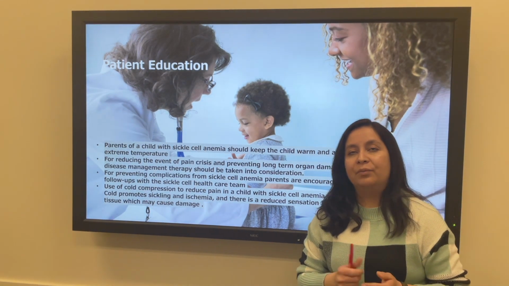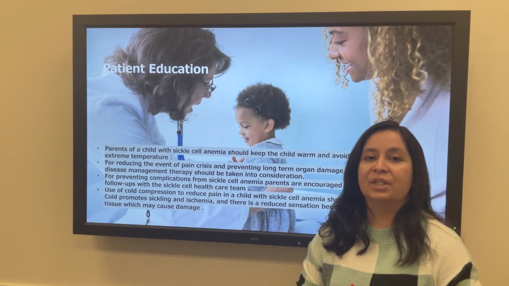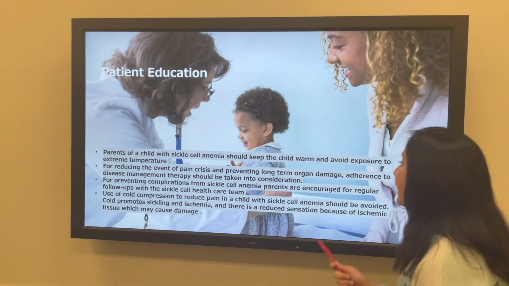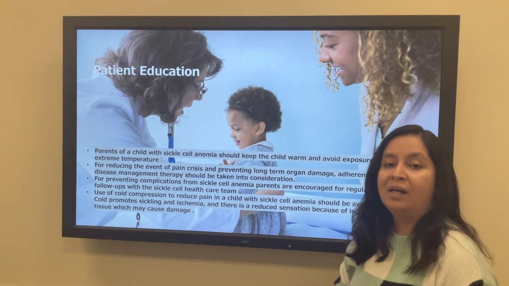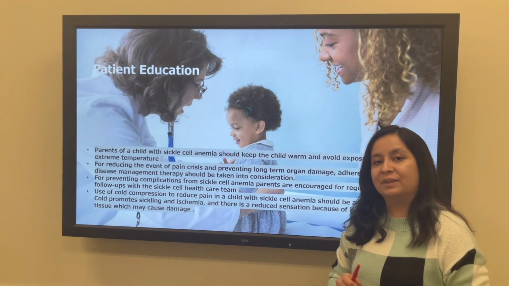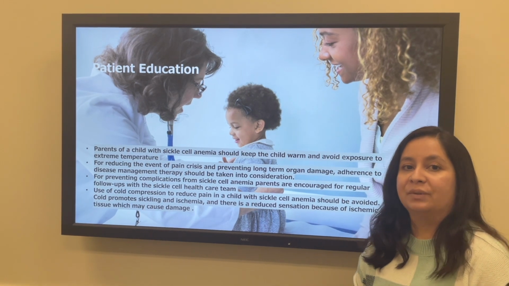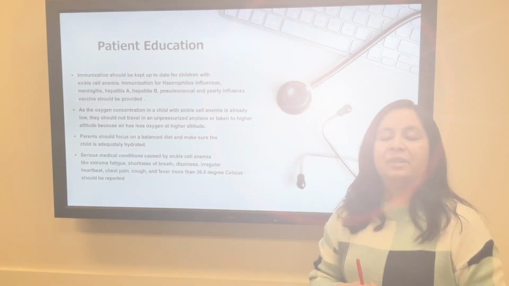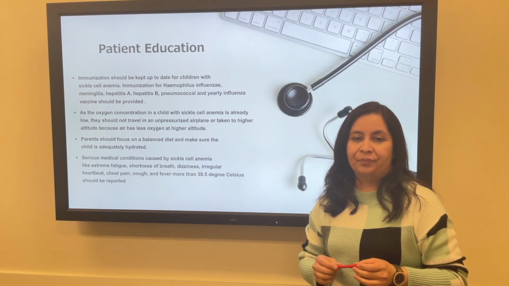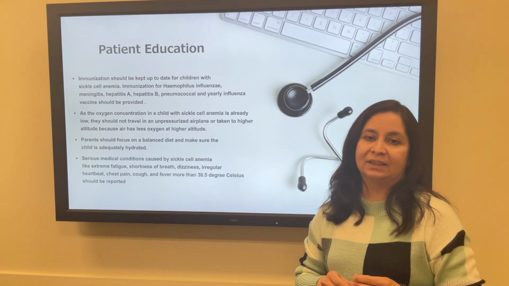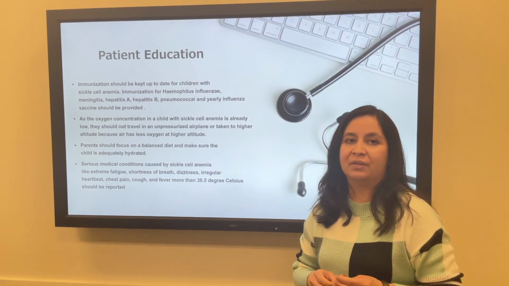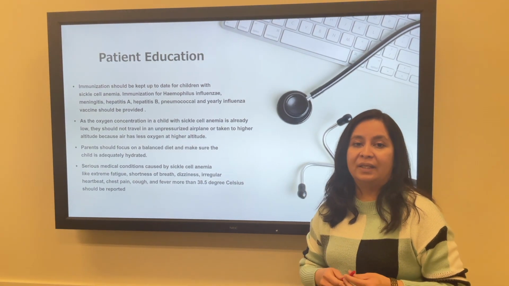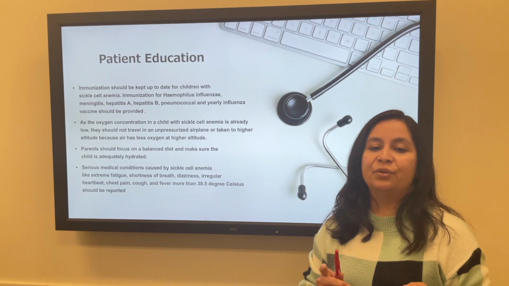And another one is that using a cold compress to reduce pain should be avoided, because cold can promote sickling and ischemia, and when there is ischemia there is reduced sensation, which can damage the tissue, or it can be a fatal condition. Another patient teaching for parents of children with sickle cell anemia: they should keep their children updated with vaccines, for example meningitis, hepatitis A, hepatitis B, and a yearly vaccine to reduce infection.